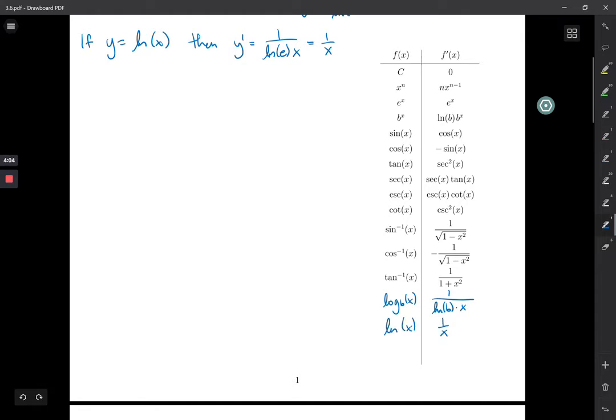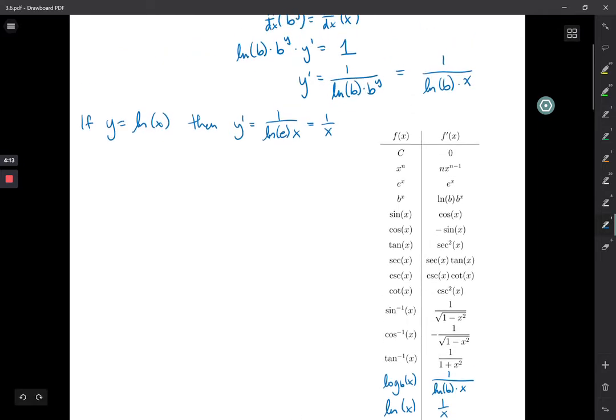Okay, so we have those two formulas now for the logarithmic functions. There's one more thing that I wanted to mention. It doesn't come up that much in Calc 1, but it does in Calc 2, so I just want to make a note here.